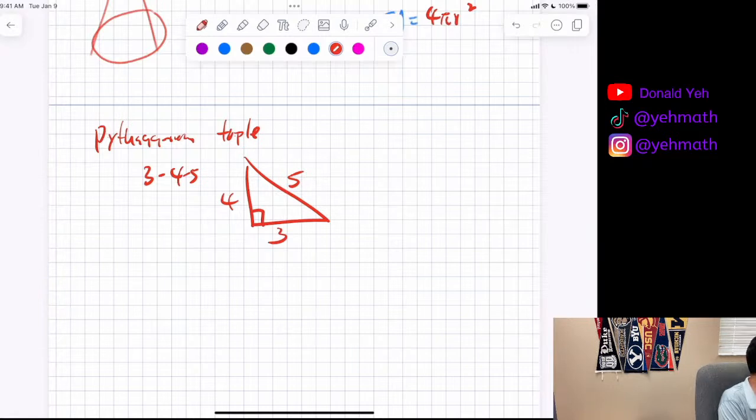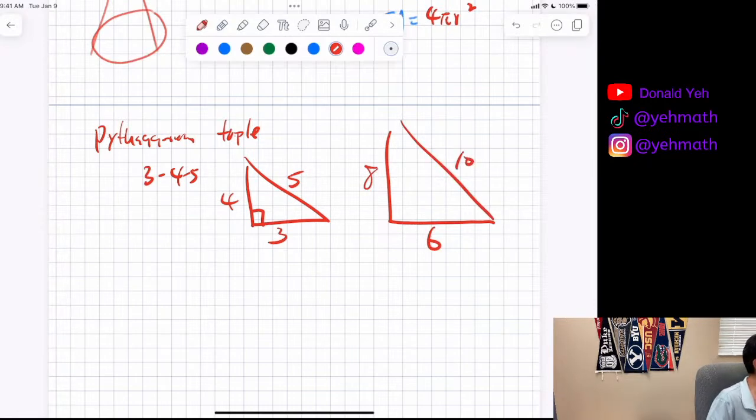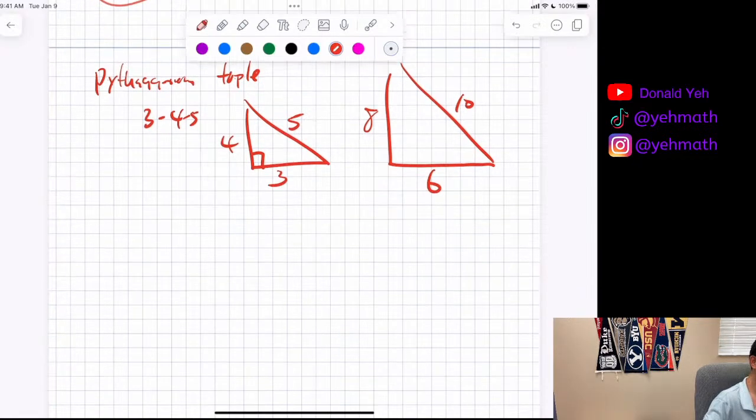It could be a multiple of 3, 4, 5. You can double the size. You can say 6, 8, 10. That still counts as a 3, 4, 5 triangle. So you don't need to spend time calculating on SAT. If you see the hypotenuse is 10 and one leg is 6, the other side has to be 8. Got it? It's called a Pythagorean triplet.